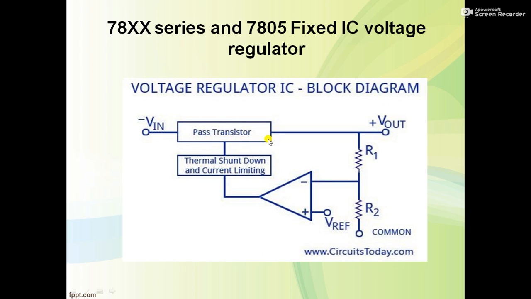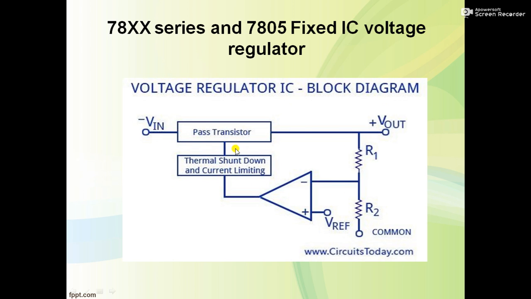With the help of this pass transistor we can adjust if there is any change in the output voltage. Change means it may either increase or decrease. So with the help of this pass transistor, we can set or maintain the output voltage constant. Again the process continues.